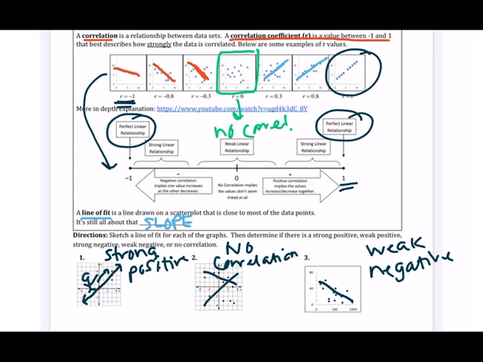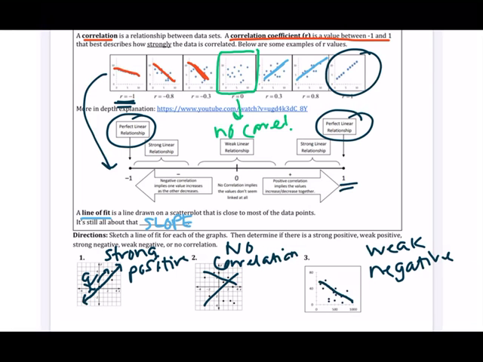So identifying a correlation, you're saying, if I drew a line to represent this data as best as I could, would it have a positive slope or a negative slope? And how close to the line are all of those data points? The closer they all are, the better that line is to represent it. So the stronger the correlation.